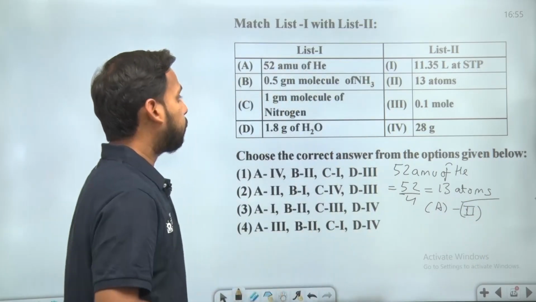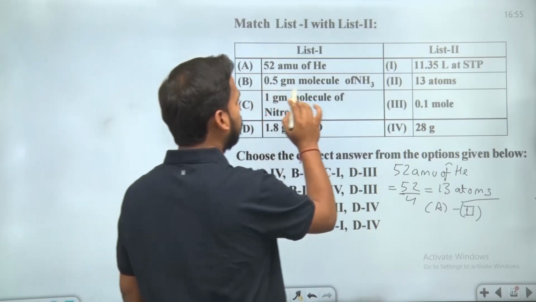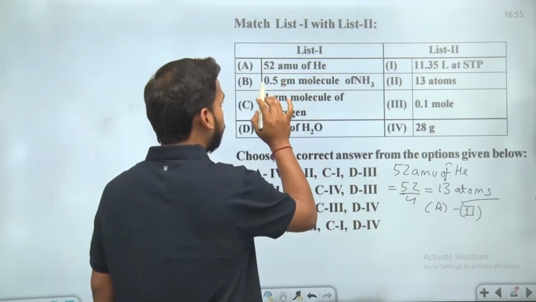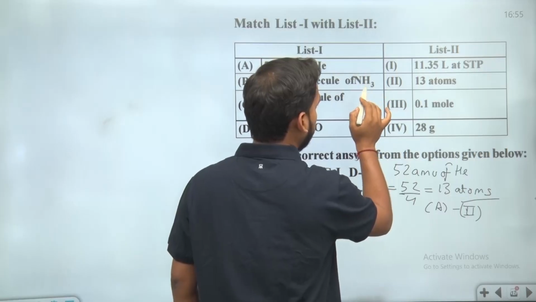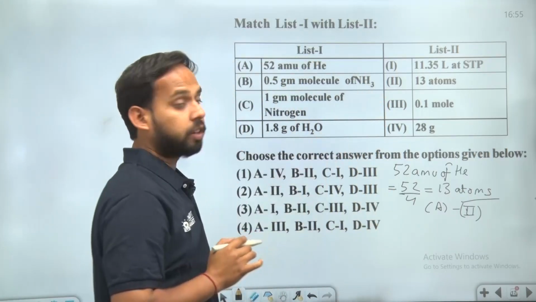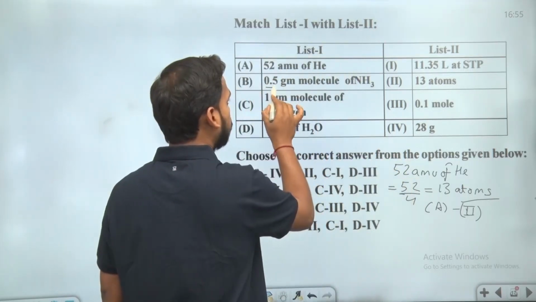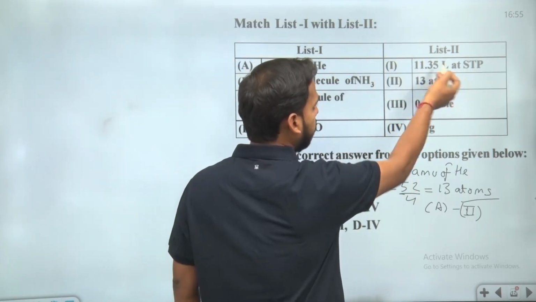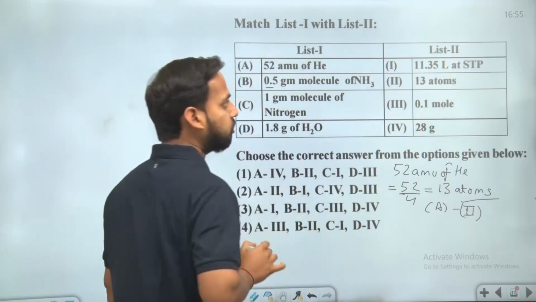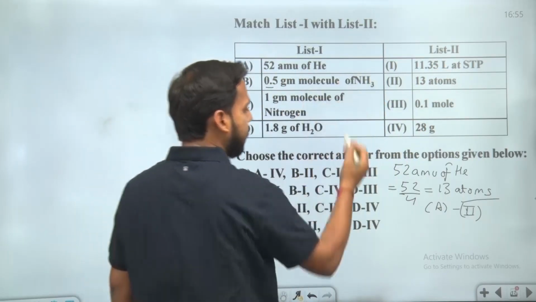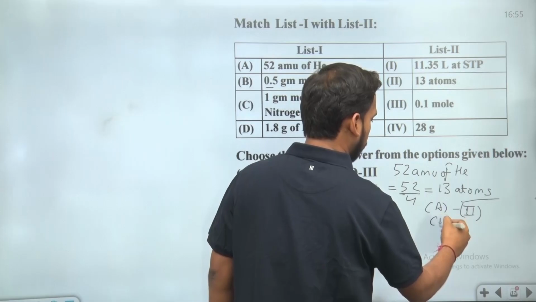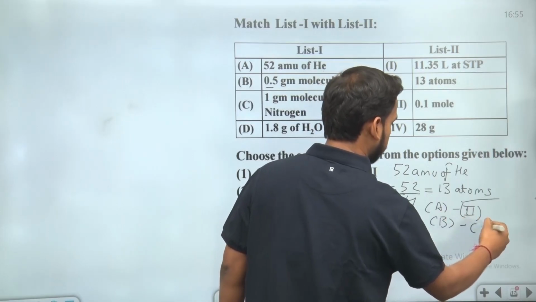Similarly, for part B, that is 0.5 gram molecule of ammonia. We take it at standard temperature and pressure as 22.4, but it is 0.5 gram molecule, so it will be equal to 11.35 liter at STP. So the B part will match with the first.